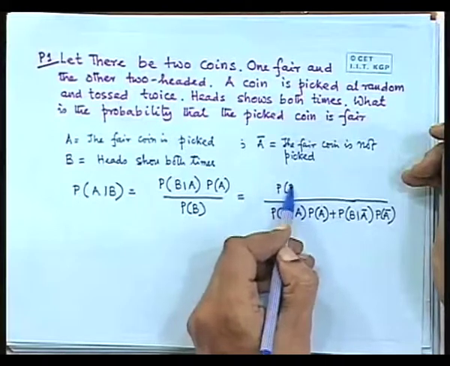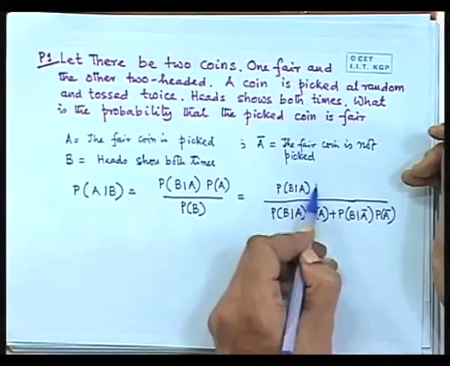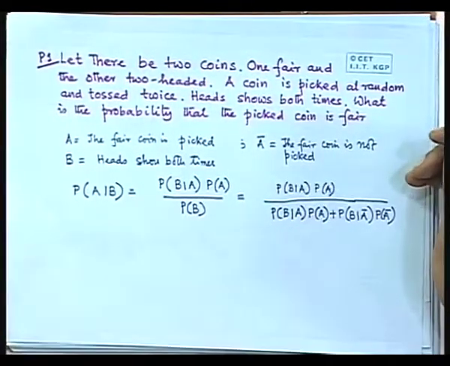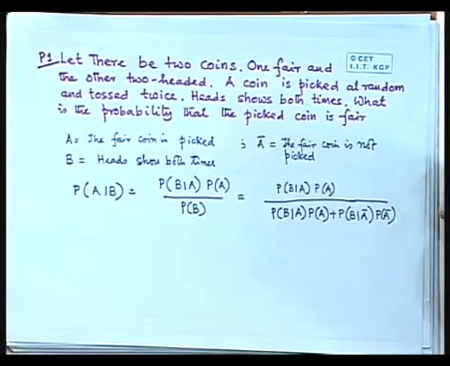So either A occurs or A bar occurs. If A occurs, then what is the probability, and if A bar occurs, then what is the probability? Taking them together, you will get the probability that either A or A bar occurs. And then the top remains the same. All right. Now you put values.